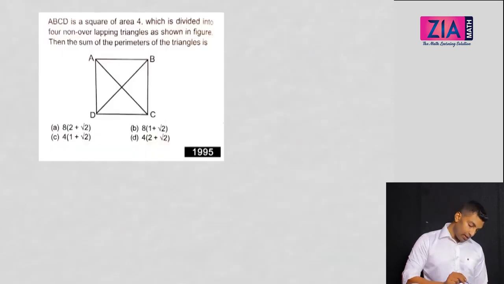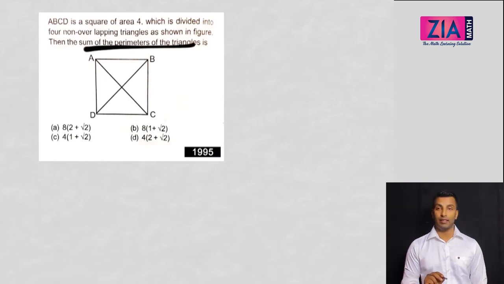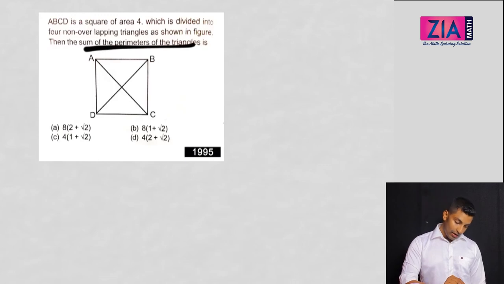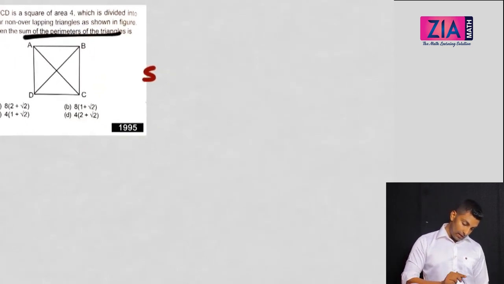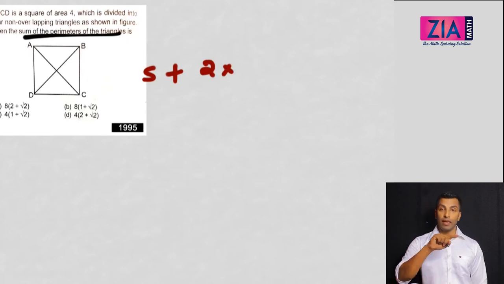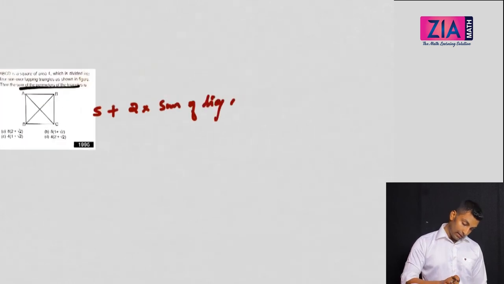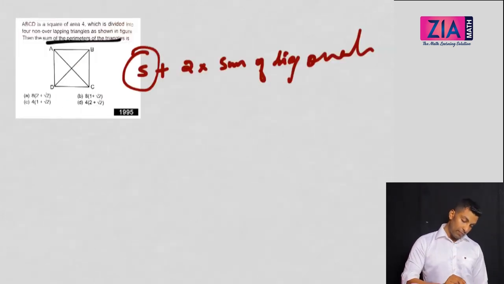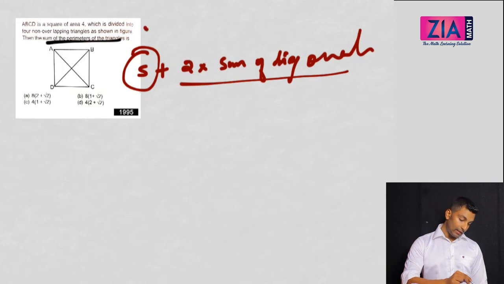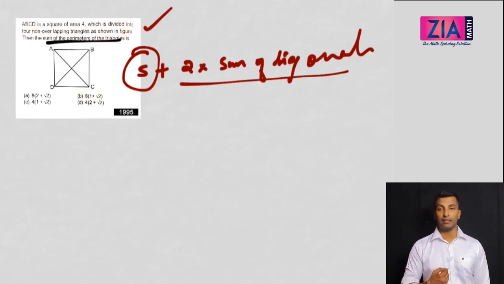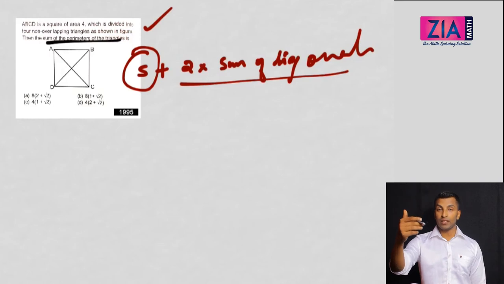Now what we need to find out here is the sum of perimeters of the triangles. The base of each triangle will be counted once. So the sum of the perimeters of the triangles will actually be the perimeter of the square plus 2 times the sum of its diagonals. So perimeter of the square plus 2 times the sum of the diagonals, you will get the answer. Each of the other 2 sides of the triangle is common to 2 triangles, so it will be counted twice.